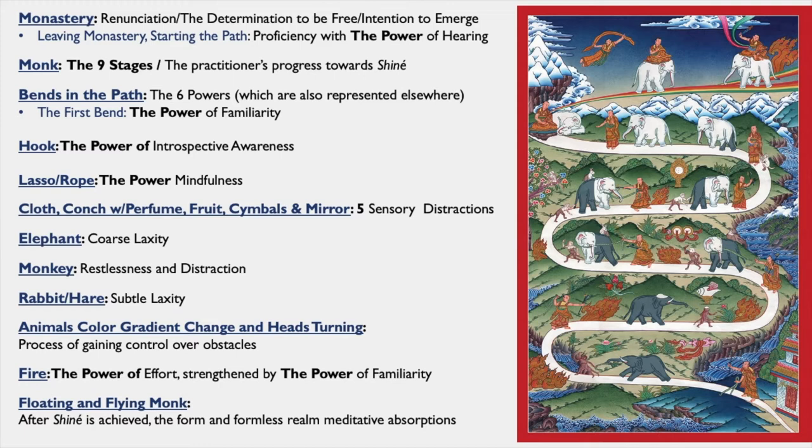Other obstacles are described by the elephant, which represents coarse laxity, heaviness, sleepiness, difficulty in finding clarity. The monkey, restlessness and distraction, excitedness. The rabbit or hare, which doesn't appear until about halfway up the path, represents subtle laxity.